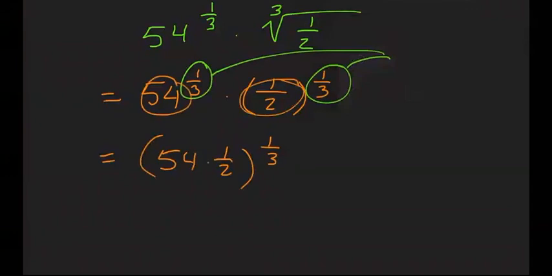Now again, we're free to multiply whatever's on the inside. 54 times 1/2, that just means 1/2 of 54. What's half of 54? That'd be 27.